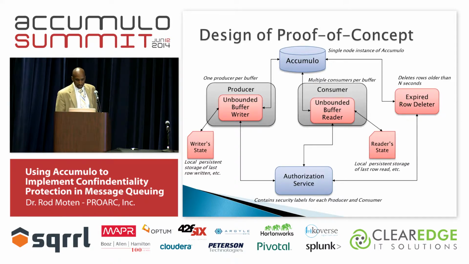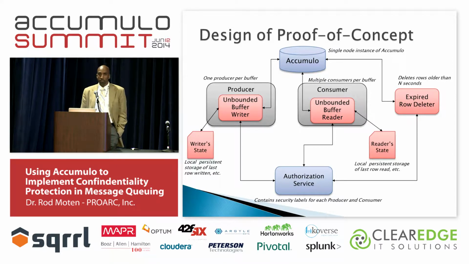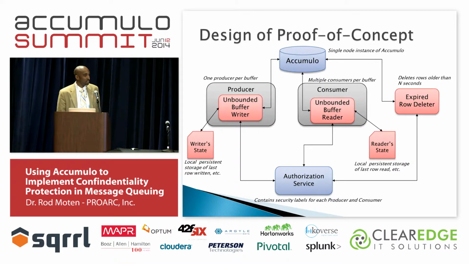We also have another component for deleting rows. There's the potential to have 10 to the 49 rows, and we don't actually want that many. So periodically, we run a client that goes and deletes rows that are older than n seconds. You can configure that to be whatever you want. There also needs to be an authorization service, which hands out to the producer and the consumer what their access rights are. These will be turned into the security labels that the producer and consumers use.